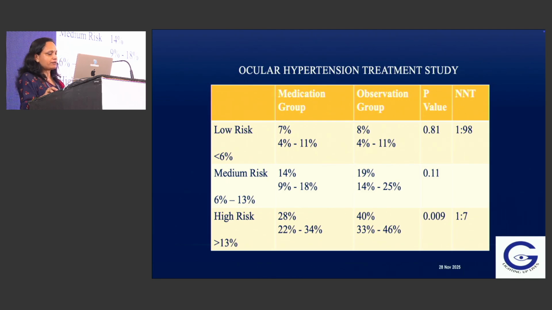In the medium risk patient, that is 6 to 13%, it is physician's choice, considering other risk factors, life expectancy, and other systemic risk factors. You can decide whether you want to treat at the first visit or wait and document the progression and then decide on treatment.